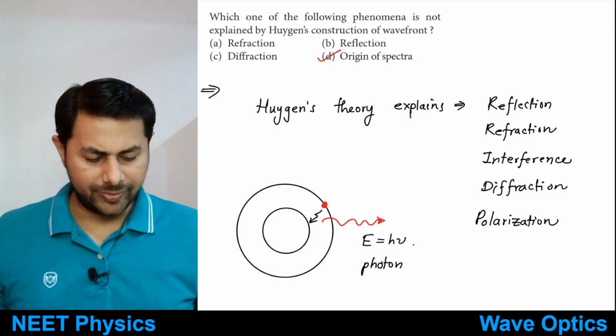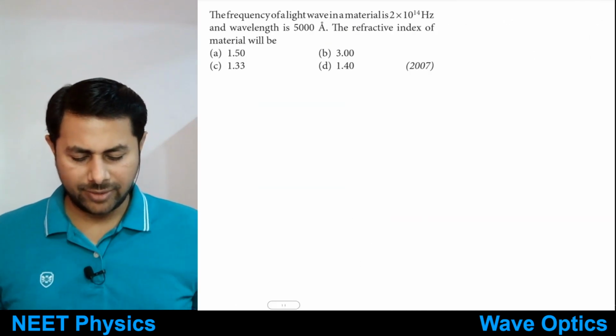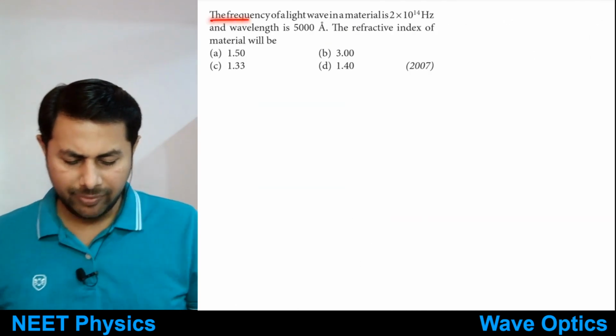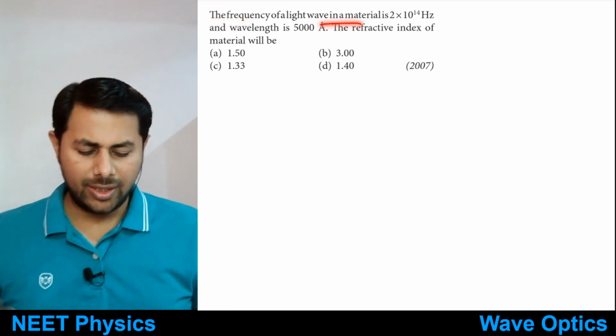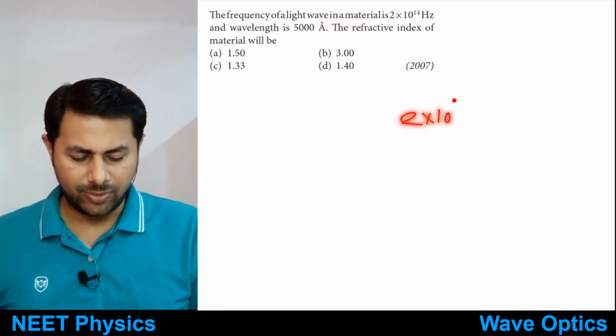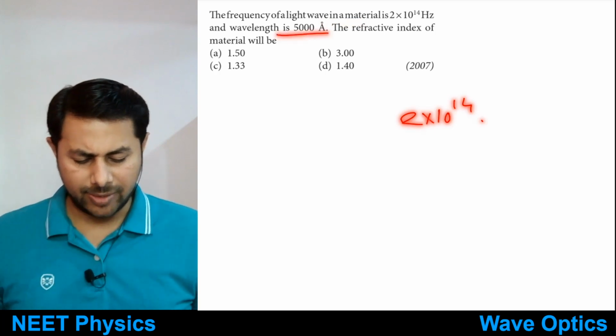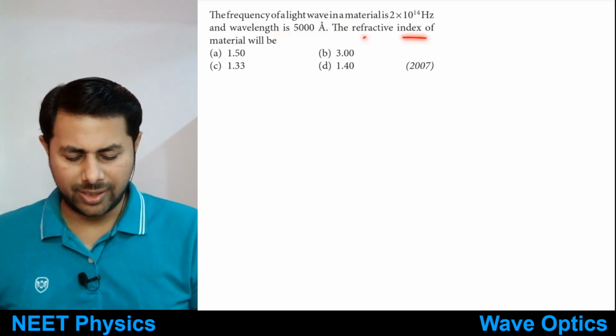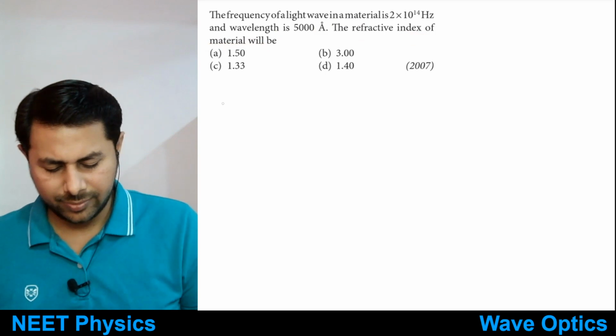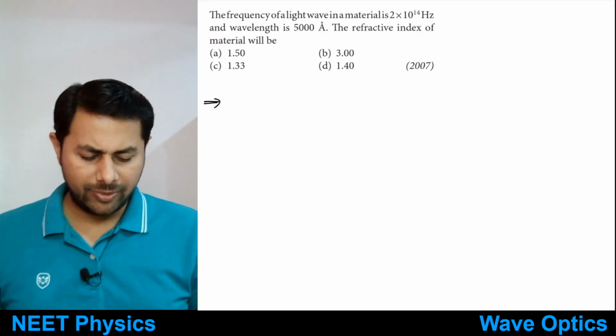Okay, good. All right, let's see next one. The frequency of a light wave in a material is 2 multiplied by 10 raised to 14 hertz, and its wavelength is 5000 angstrom unit. The refractive index of the material will be.